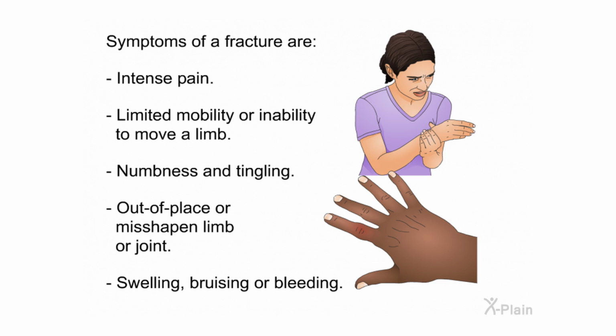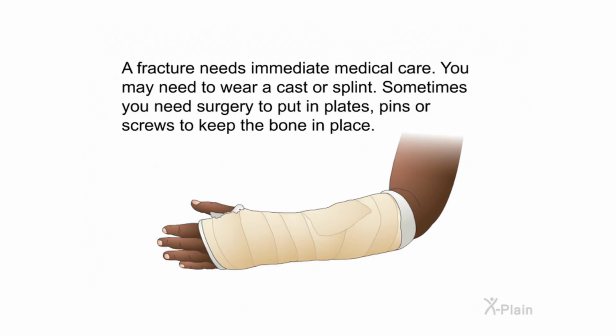Symptoms of a fracture are intense pain, limited mobility or inability to move a limb, numbness and tingling, out of place or misshapen limb or joint, swelling, bruising, or bleeding. A fracture needs immediate medical care. You may need to wear a cast or splint. Sometimes you need surgery to put in plates, pins, or screws to keep the bone in place.